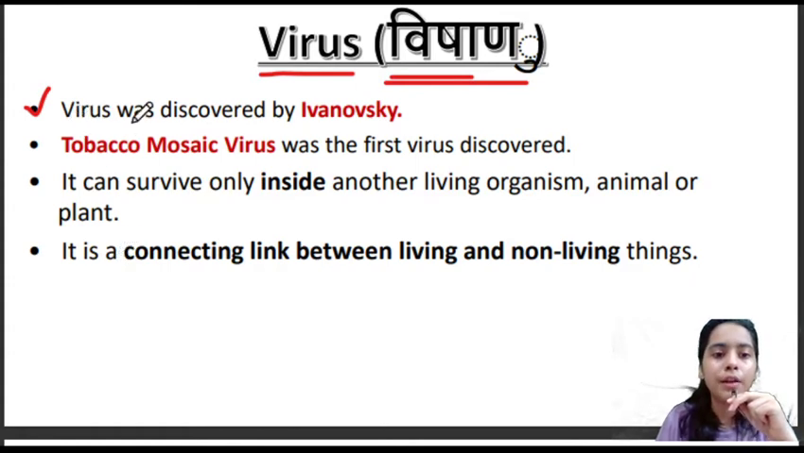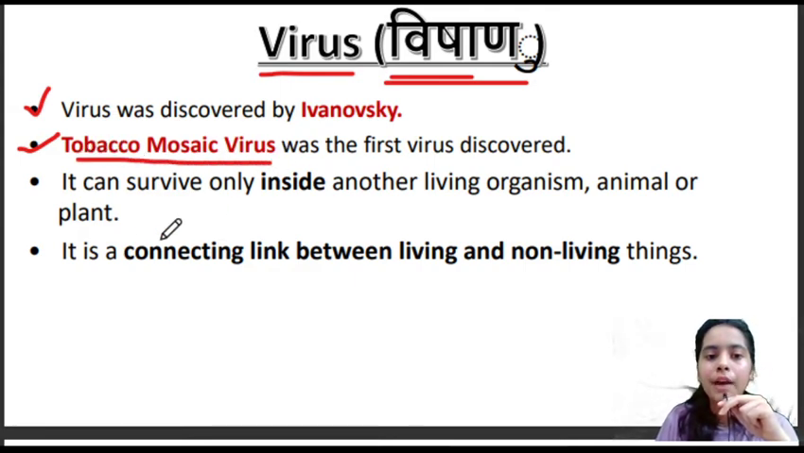First, the virus was discovered by Ivanovsky. He is a scientist who discovered the virus for the very first time. Second, where the virus was discovered for the very first time: it is the tobacco plant in which the virus was evident at the very first time. Therefore, the first virus was also named the tobacco mosaic virus.